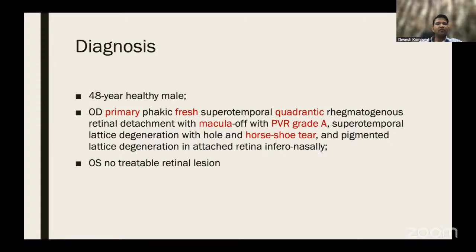So it's a primary phakic fresh supratemporal quadrantic rhegmatogenous retinal detachment with macula off with PVR grade A, because there are only pigment clumps. There is no rolling of the break margins, and there is no fixed fold. So it's only PVR grade A. Then you should know the PVR grading also here, because then you would be asked about the different grading systems for PVR. Then supratemporal lattice degeneration with hole and horseshoe tear at its lateral edge, and a pigmented lattice degeneration in attached retina infranasally. And OS, there is no treatable retinal lesion in the left eye.